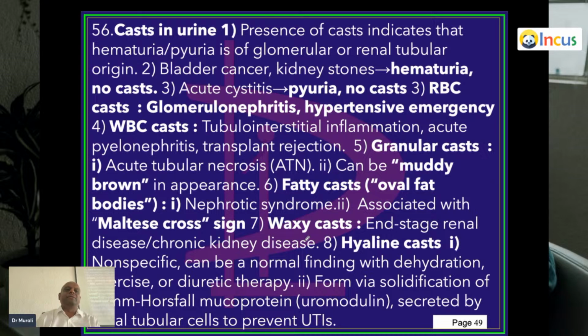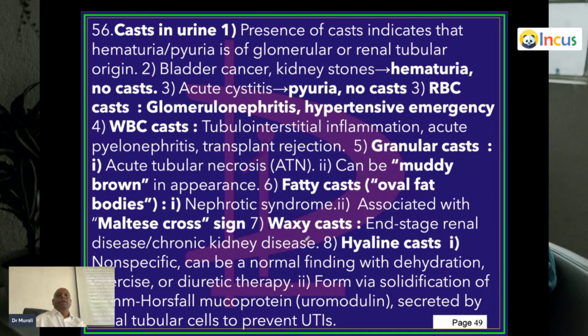Casts in urine. What is urine called as? Complete urine examination is called poor man's renal biopsy. एक गरीब आदमी renal biopsy के लिए पैसे नहीं दे पाए तो उसका complete urine examination करे तो भी उसमें बहुत कहानी बाहर निकलेगा. इसलिए complete urine examination is called poor man's renal biopsy. Now, first, different casts in urine.